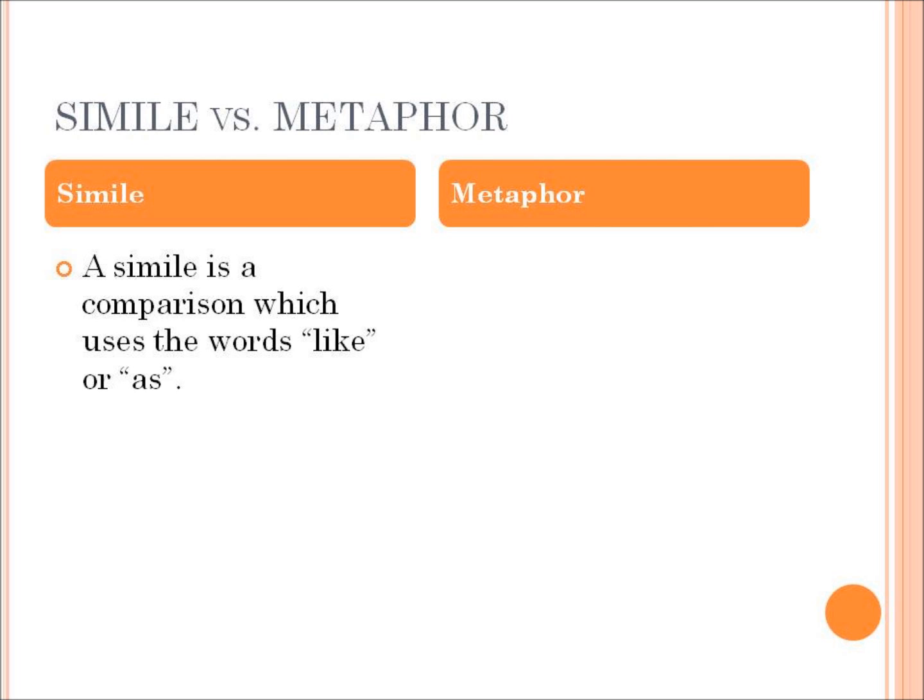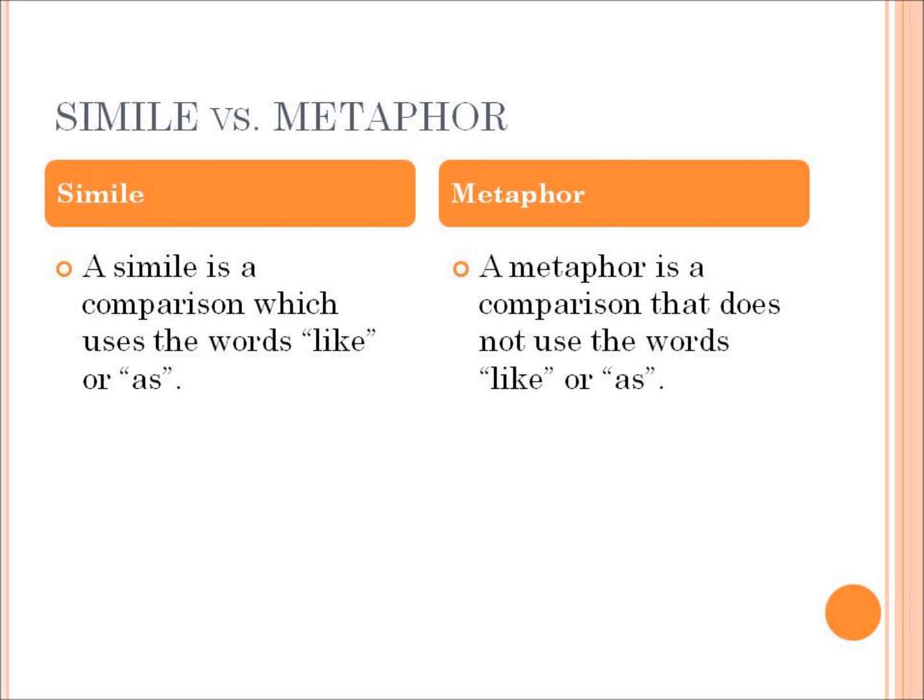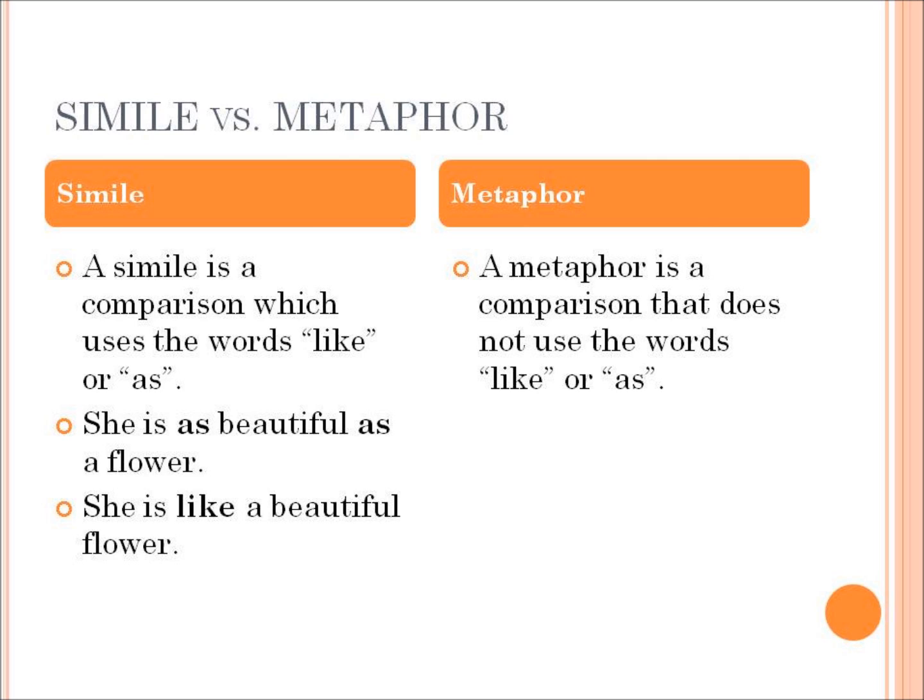A simile is a comparison which uses the words like or as. A metaphor is a comparison that does not use the words like or as. The sentence, "She is as beautiful as a flower," would be a simile because it uses the word as. The sentence, "She is like a beautiful flower," is also a simile because it uses the word like.